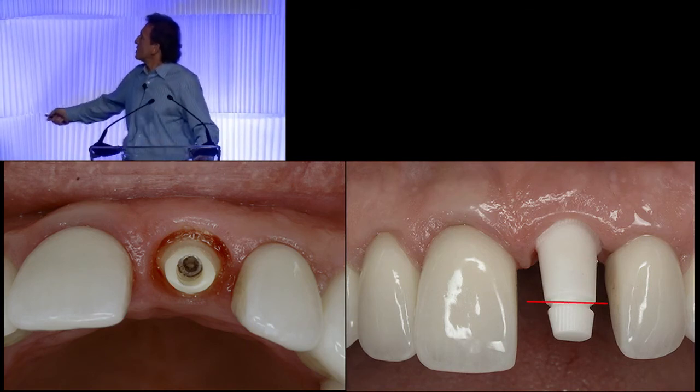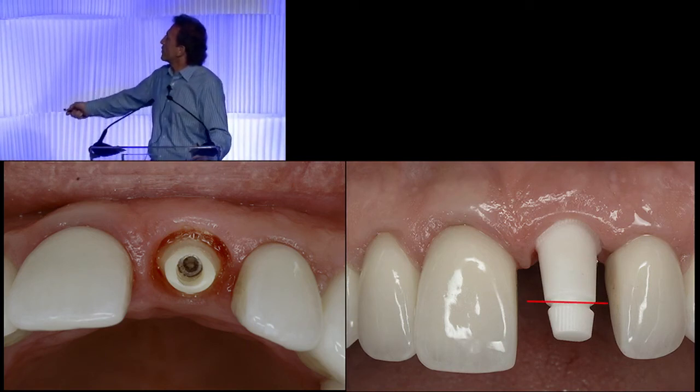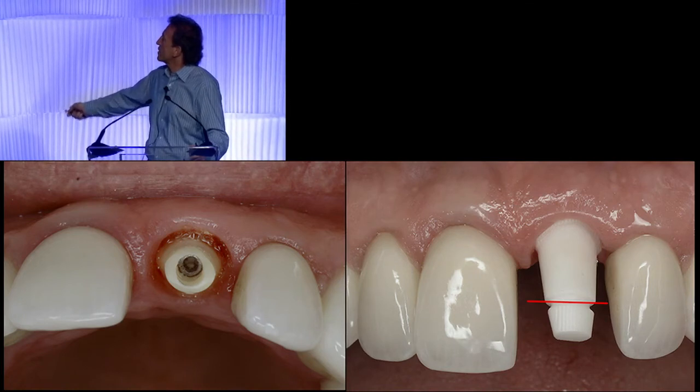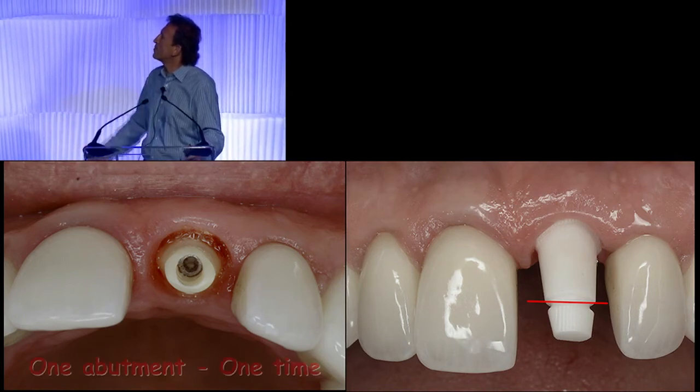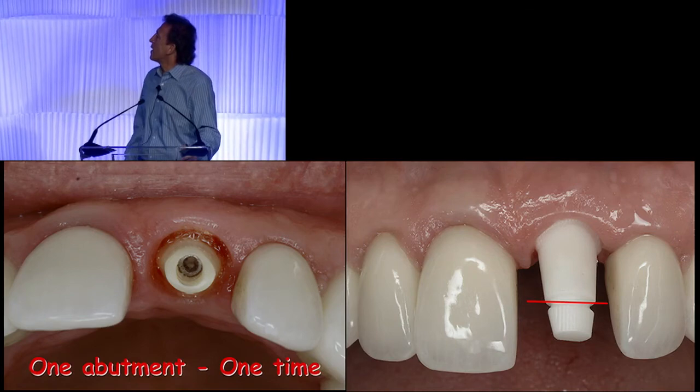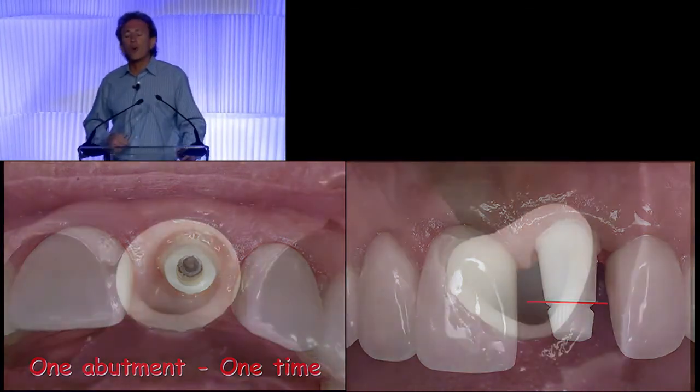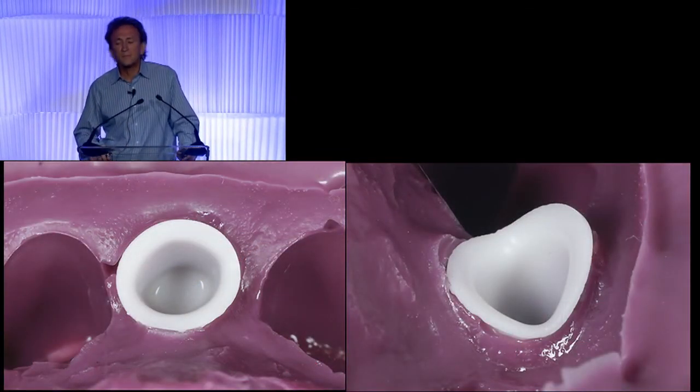What will happen is the ceramist will then cut off this notch and this area that's used to pick up the impression, and then literally layer on his ceramics on top of that.